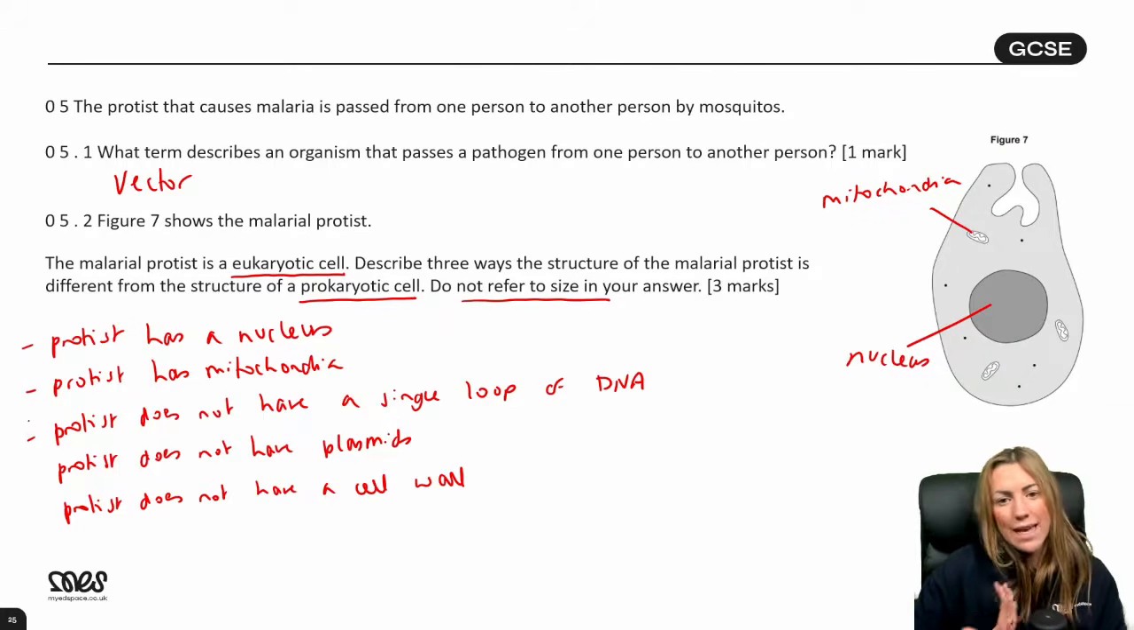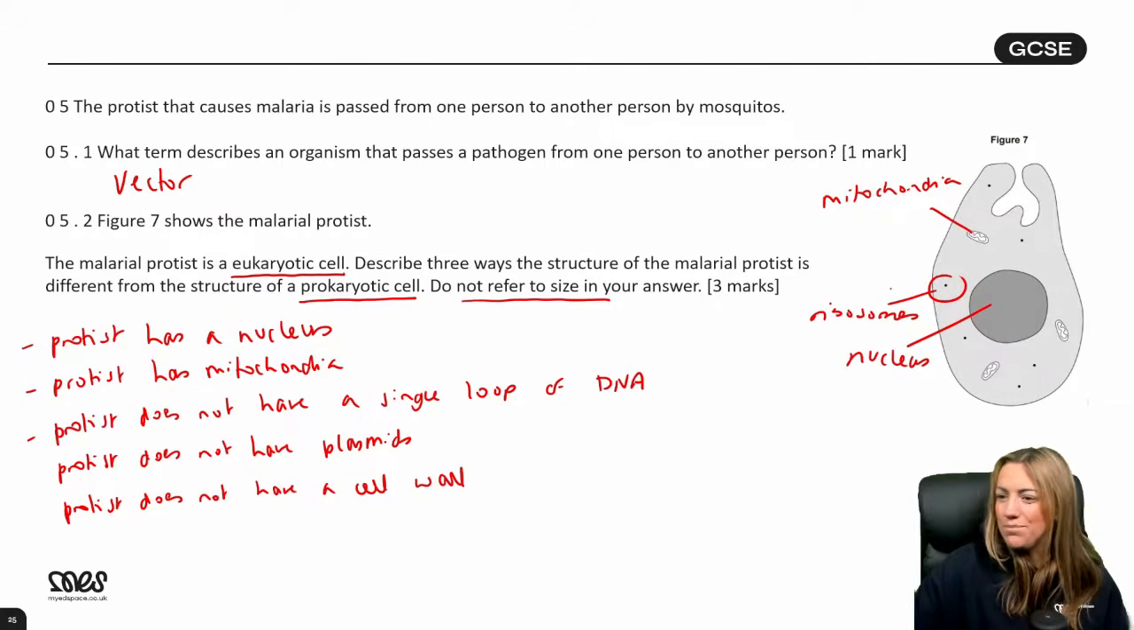You need to be a little bit careful. Some students will say things like, the protist doesn't have flagella. Well, not all prokaryotes have flagella, so we can't say that. Not all prokaryotes have them, only some. Some students will talk about ribosomes, but we can't talk about ribosomes because protists have ribosomes and prokaryotes have ribosomes. So they both have ribosomes.